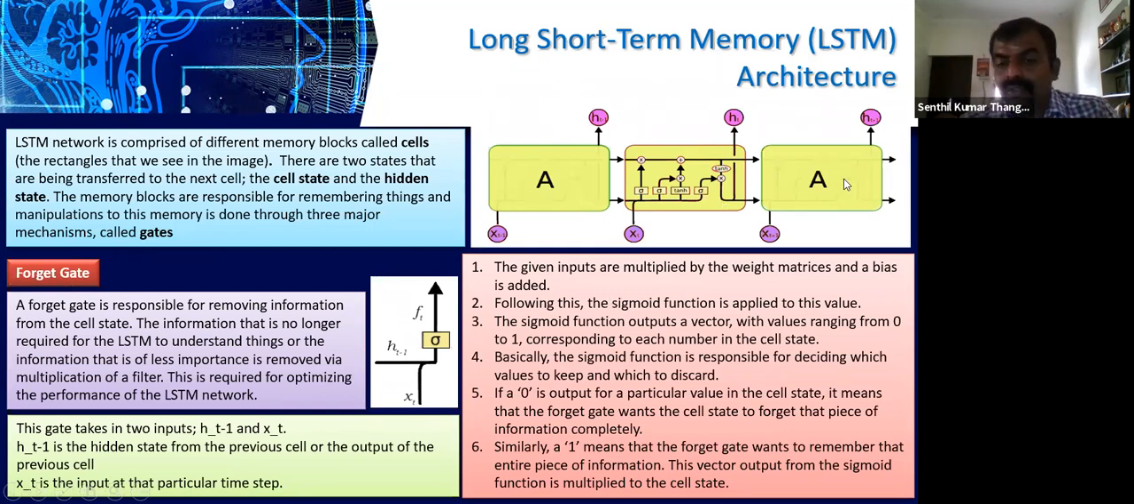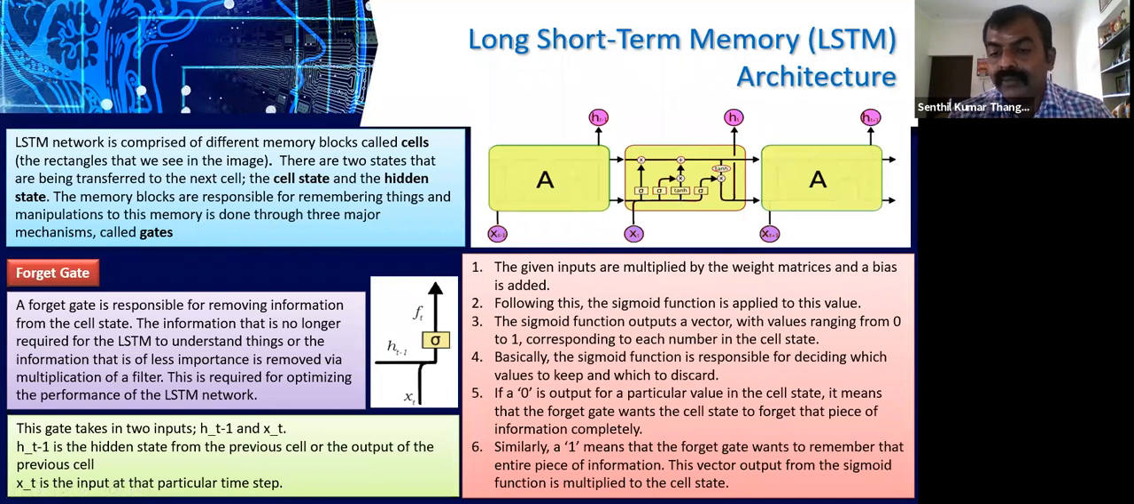Let's look at the architecture of LSTM. The inputs that you're providing, that's your vector data, a CSV for example, will be multiplied by the weight matrices and added with the bias. So we multiply by the weight matrix and add the bias. Following that, you will apply a sigmoid function.